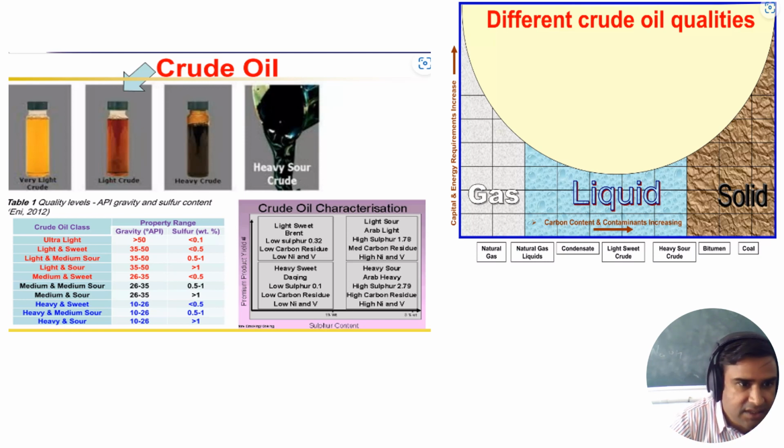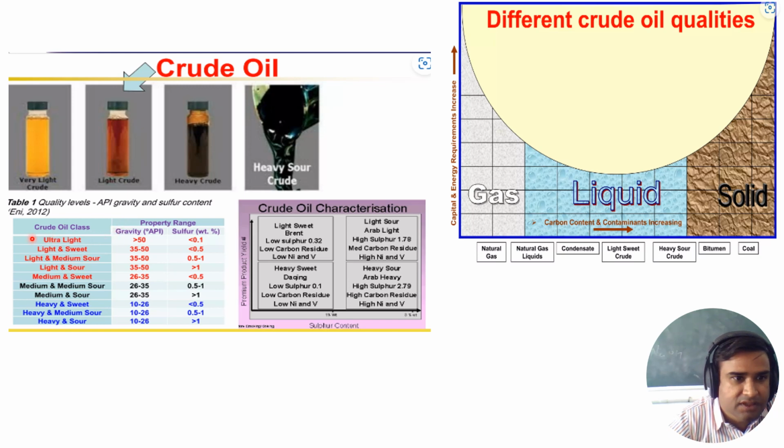Now in this slide you can see the picture of the different crude oils that are characterized based on their API gravity and sulfur content. The yellow color picture you see here is very light crude oil, and this is light crude oil, this is heavy crude oil, and this is heavy sour crude oil. So this is a quality level by API gravity and sulfur content.